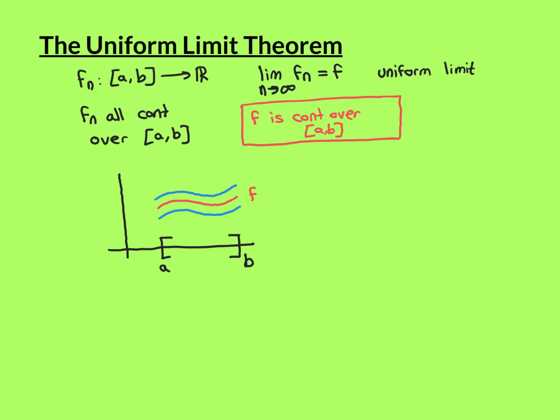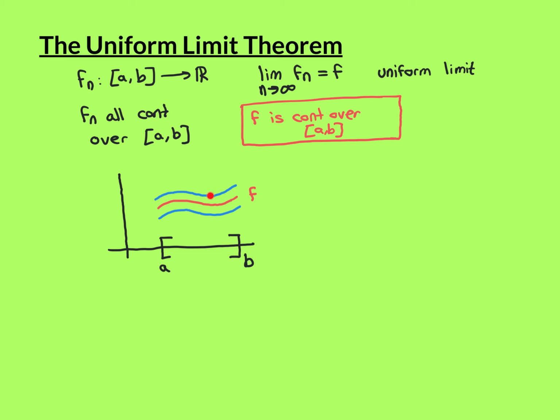I've started by drawing a picture. Here we have our domain, the closed interval AB, and the thing that I've actually drawn on here is the uniform limit that we're assuming here, f. And I know I've drawn it as continuous, which is what we're going to try and prove. We will prove that, but allow me to draw the picture as continuous.